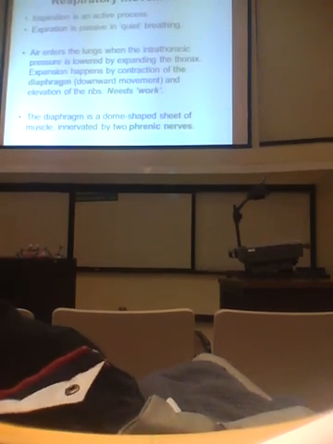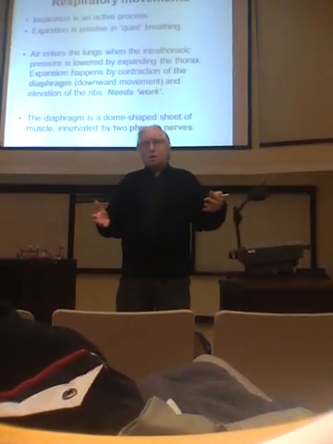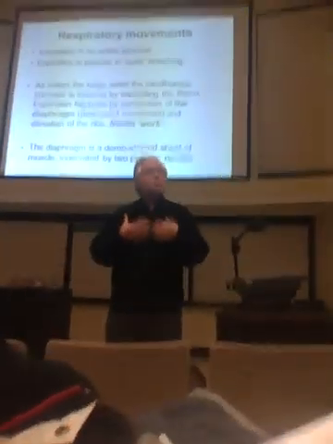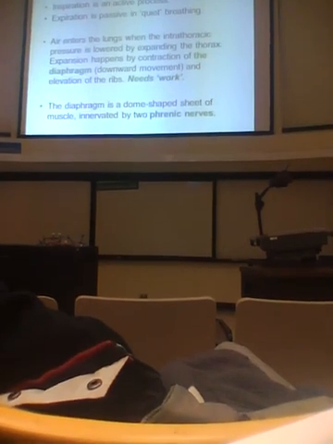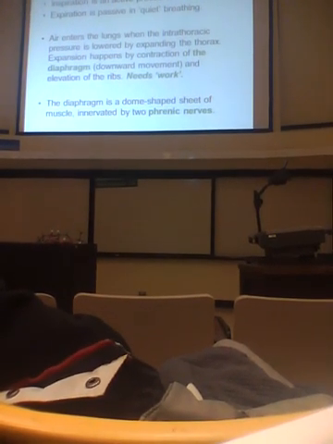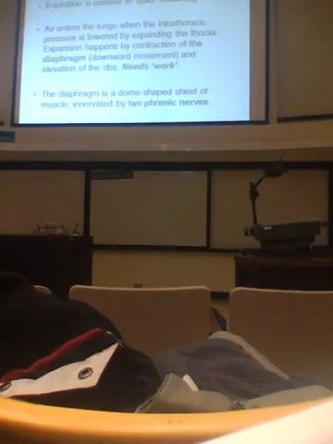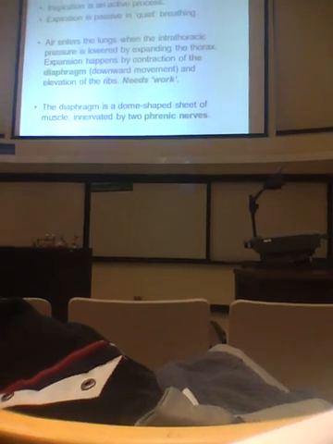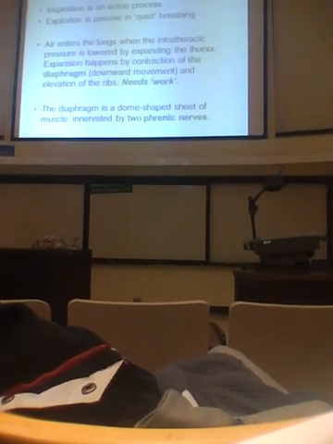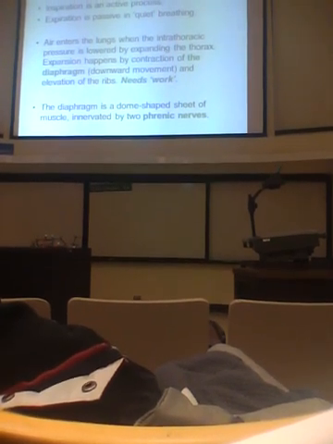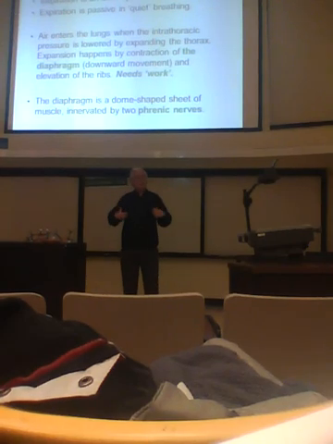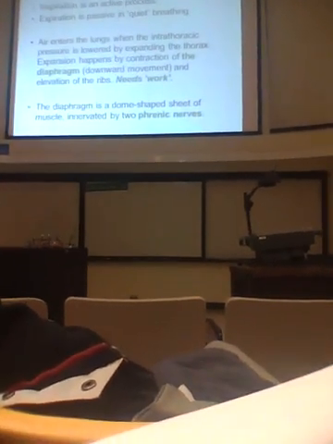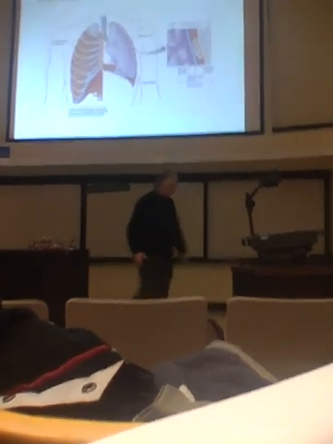You remember last time I said that in quiet breathing, inspiration is an active process, and expiration is a passive process. It's a passive recoil. I'm going to come back to that this morning as well. Air enters the lungs when the pressure in the thorax is lowered by expanding the thorax. You breathe in, you expand the thorax, the pressure goes down, air is sucked in, piece of cake. You also lower the diaphragm. The diaphragm is a sheet of muscle underneath the ribs, and you need to do work in order to do this. The diaphragm is this dome-shaped sheet of muscle, has a paired nerve going to it called the phrenic nerve, one on each side.